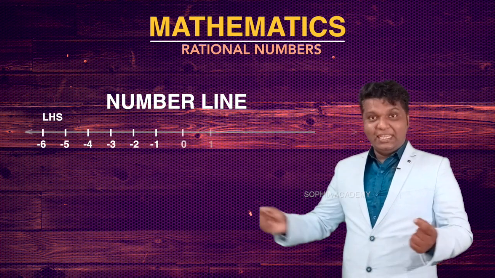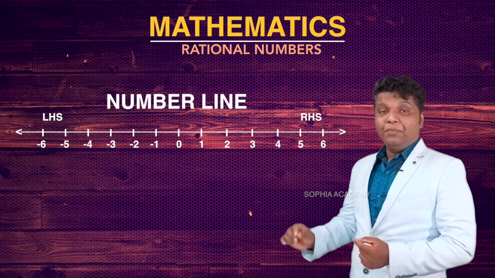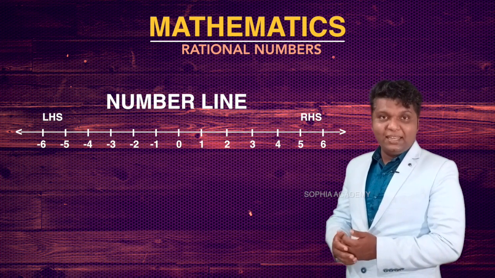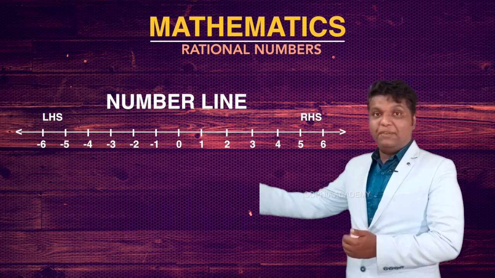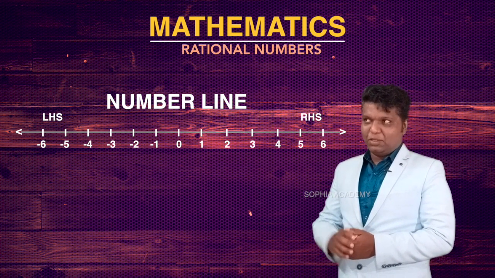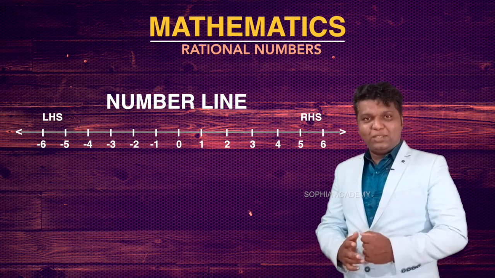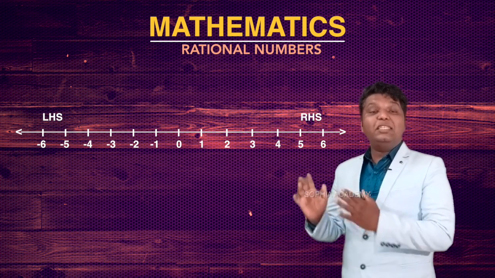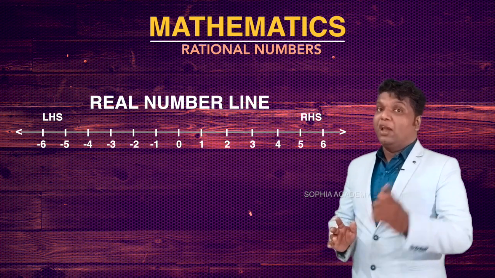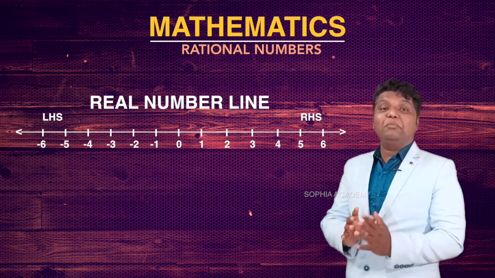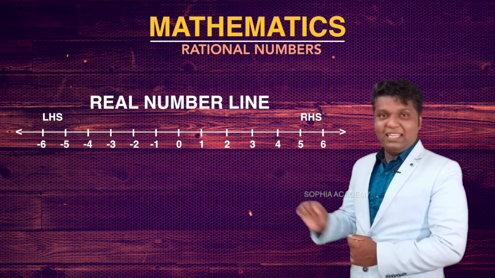You already know there is a line, and in the line at the center comes 0, and towards the right hand side will be the positive numbers, and towards the left hand side will be the negative numbers. So all these positive numbers, negative numbers and 0 all together, we used to say them as integers. So this is called a real number line. Why it is called a real number line? It is because every real number can be marked inside this given line.